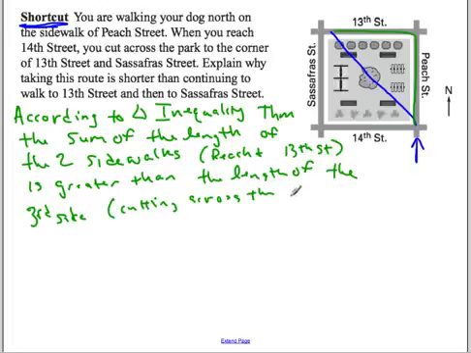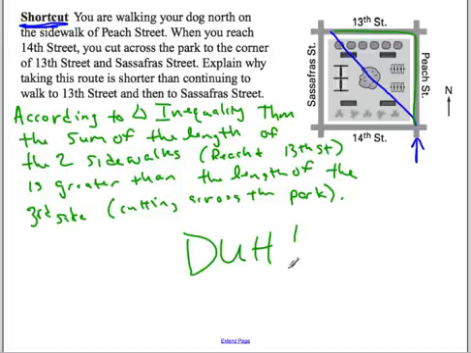Okay, so here I kind of wanted to model this for you just a little bit, that you can actually write like a sentence. It just needs to make sense. According to what theorem? The triangle inequality theorem. And basically we're going to say the sum, so adding these two up, is going to be greater than the third side, which is this. In other words, duh.